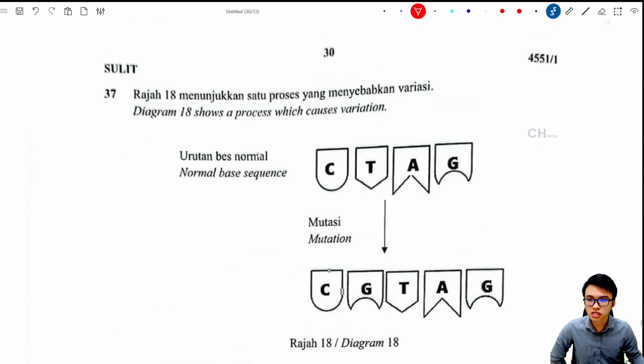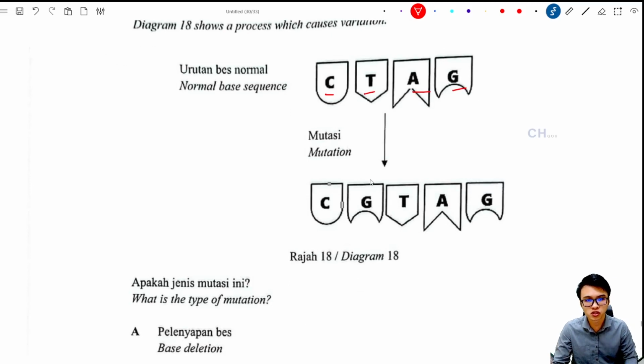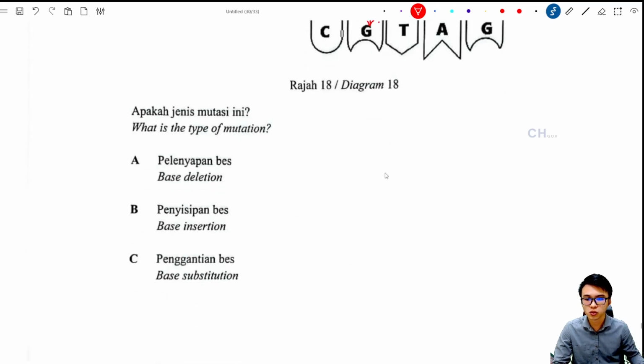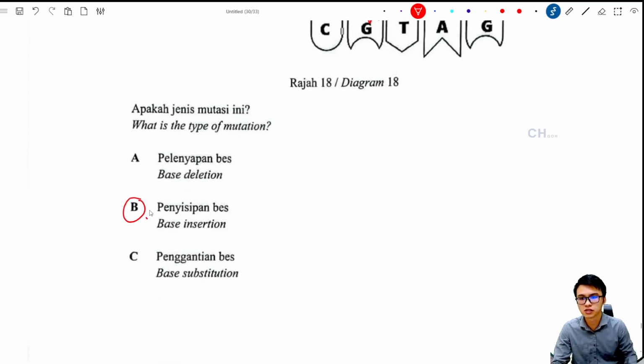Okay, question 37. Diagram 18 shows a process which causes variations. You can see at first we have CTAG. Then the mutation adds in one G into the DNA sequence. So we insert one G, we call it a base insertion.